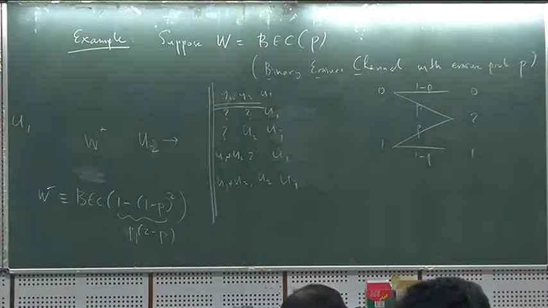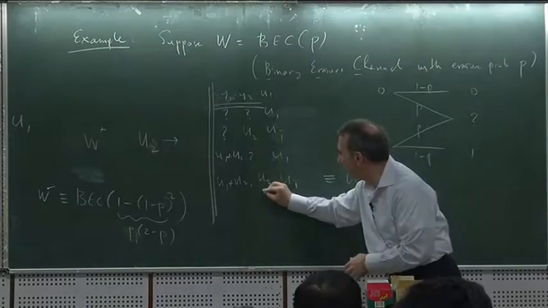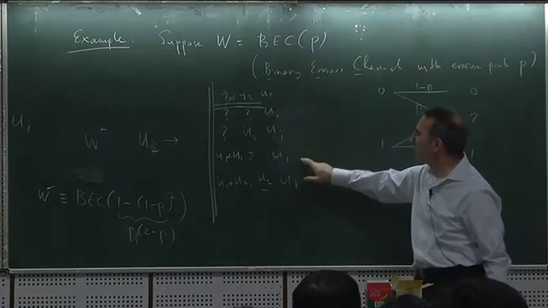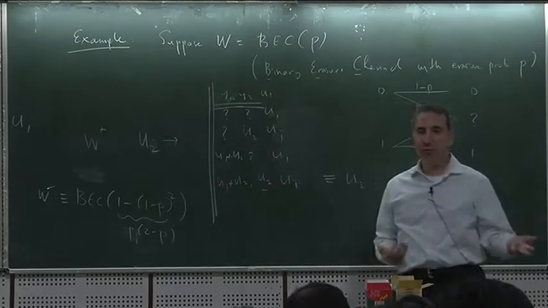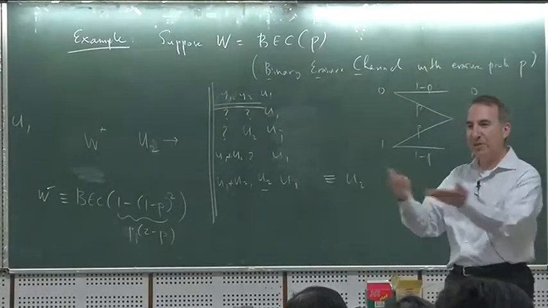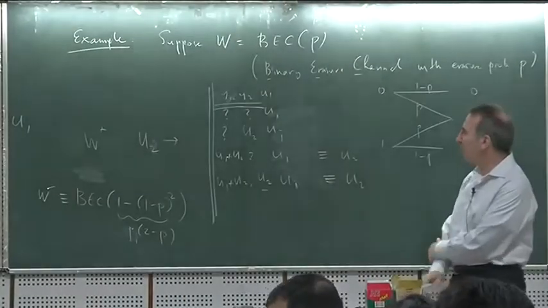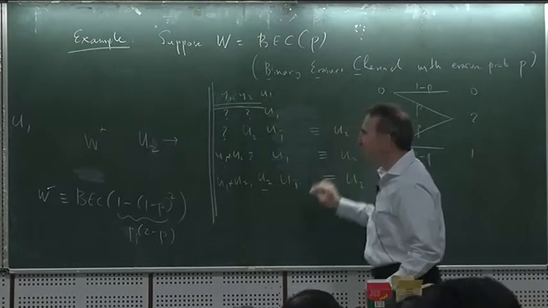Take a look at the last row. The input to the channel is U2. The output contains U2 already. Oh, very nice. This is equivalent to U2. We already have U2 here. In this case, the input is U2, output contains U1, and also U1 plus U2, which allows me to solve for U2 by simply adding these two things. This is also equivalent to U2. This one, I have U2 in my hands. It's very good.